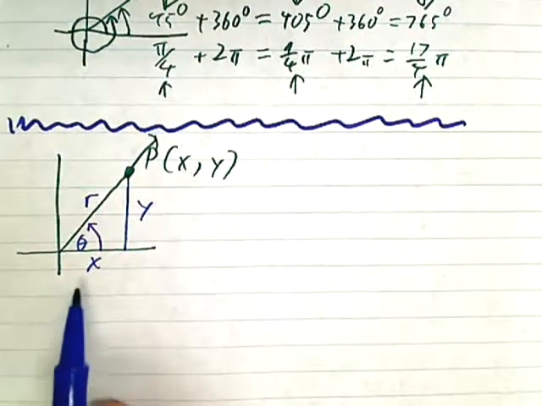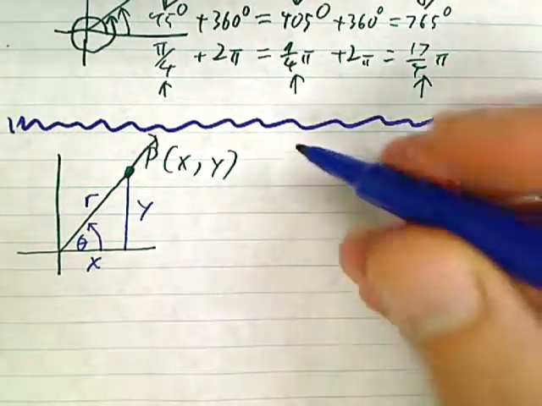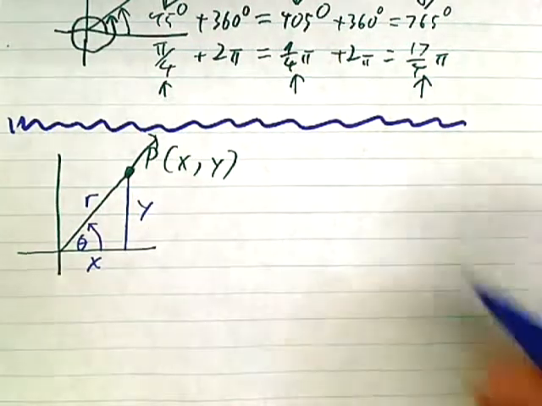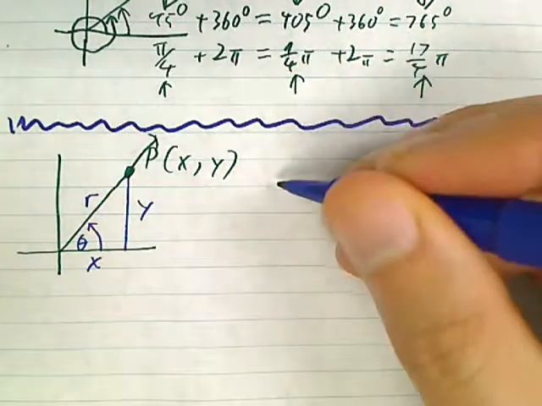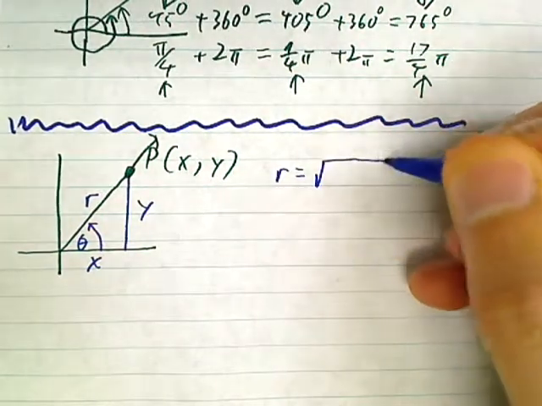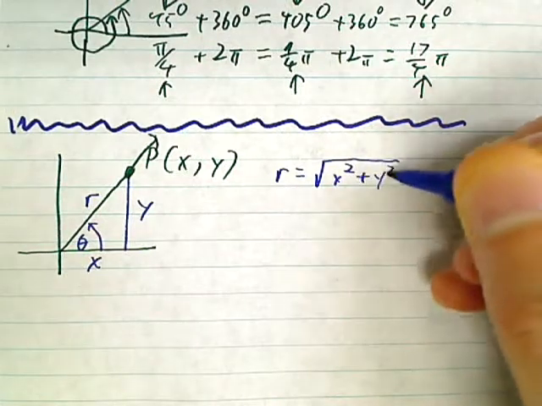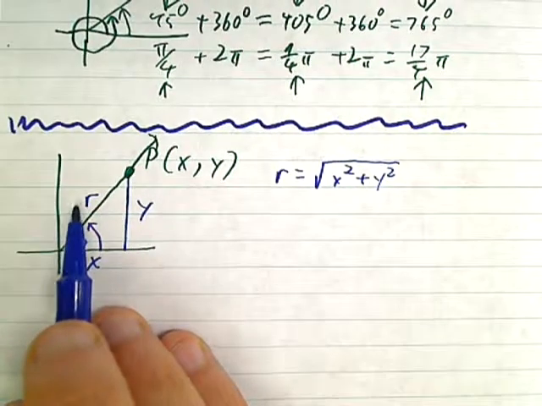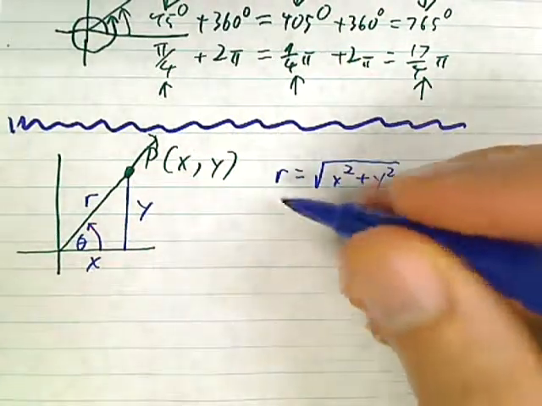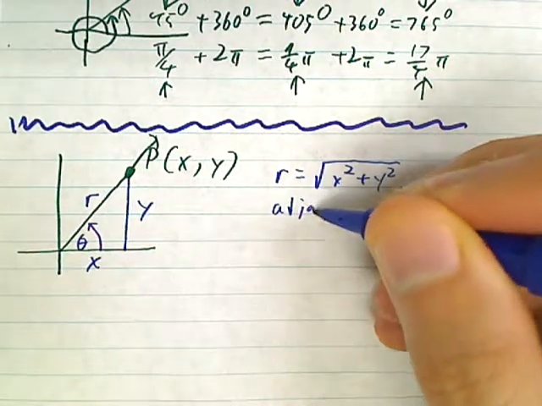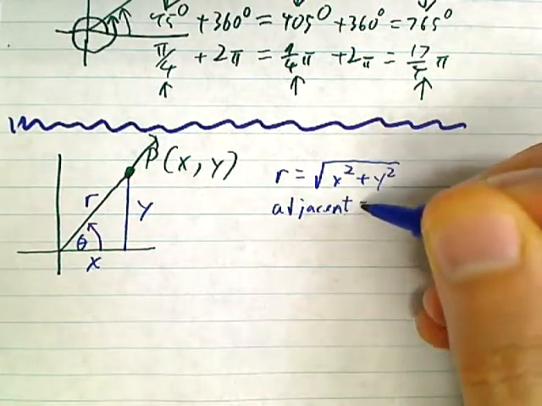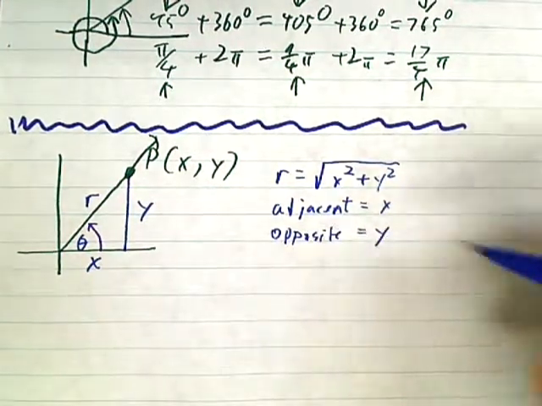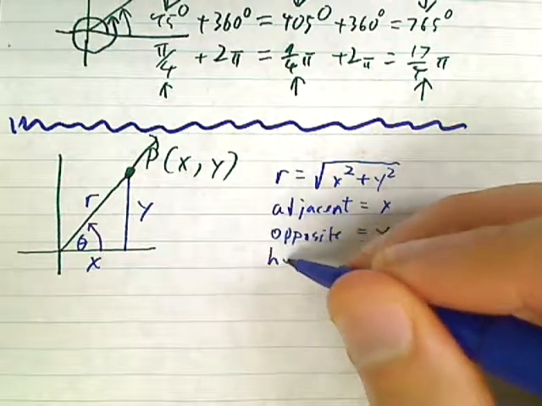So r is equal to, let's use the Pythagorean theorem. Well, r squared would equal x squared plus y squared, and take the square root to find r. So r equals the square root of x squared plus y squared. Now, depending on the point, x or y could be negative. R is always positive. Okay, so when I'm using my trig functions, the adjacent is the x-coordinate, the opposite is the y-coordinate, and the hypotenuse is r.